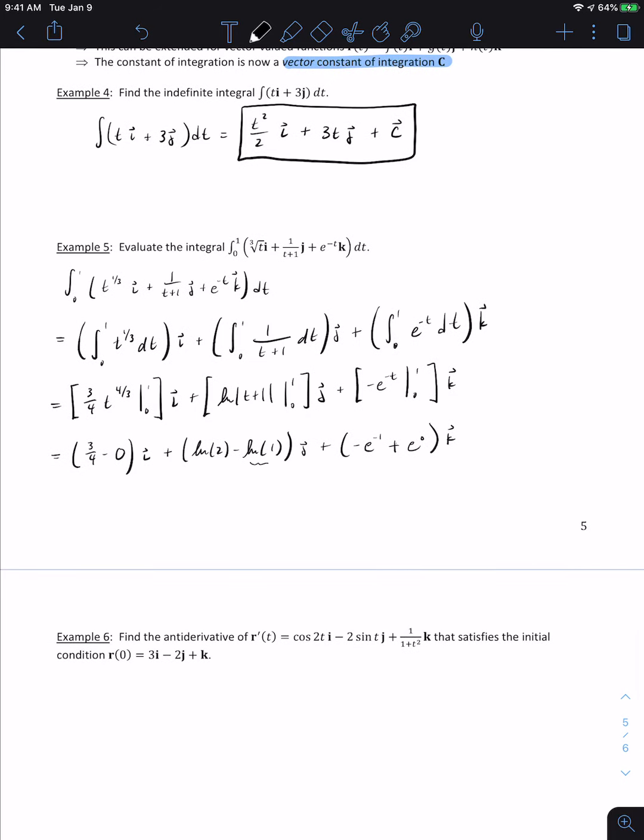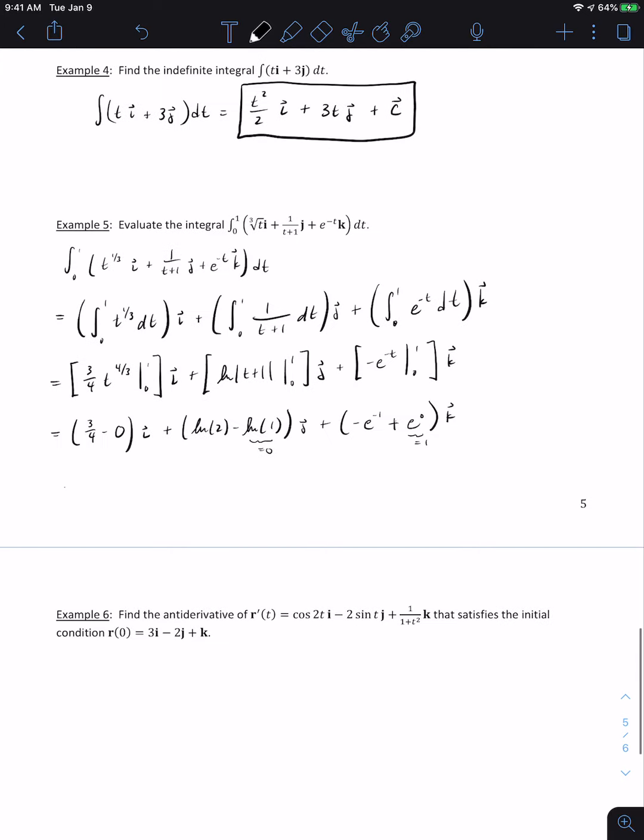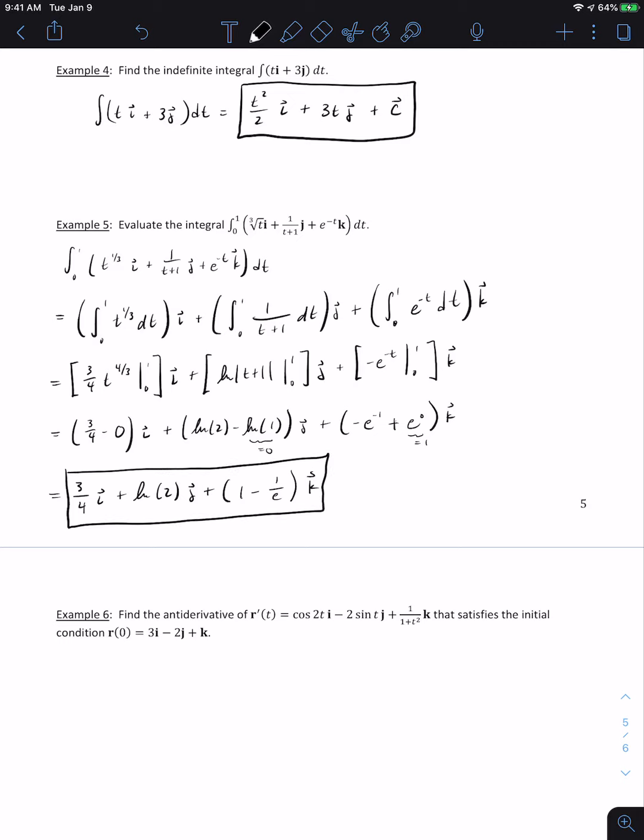And we can simplify this. ln of 1 is equal to 0. e to the 0 is equal to 1. So if I simplify that, I end up getting 3/4 i plus ln of 2 j plus, and now I'm going to switch things around, 1 minus, and e to the negative 1 is 1 over e. So 1 minus 1 over e times k. And that's my final answer there. And notice that I don't have a plus c because this is a definite integral, the same reason I don't have a plus c in the real valued function case.